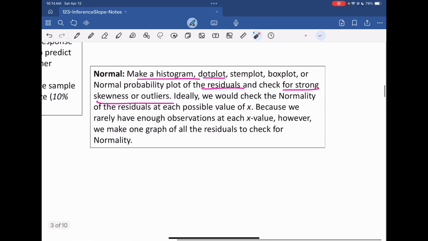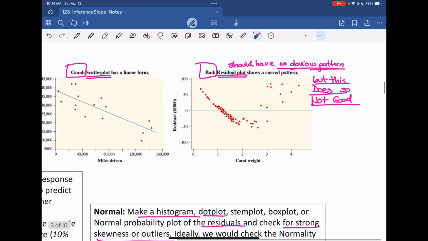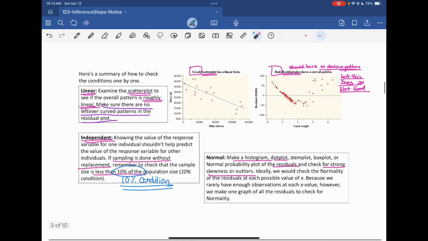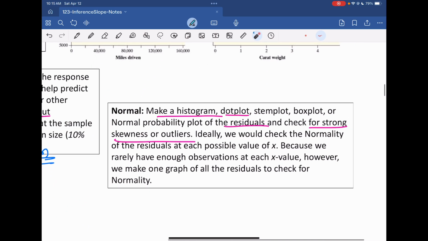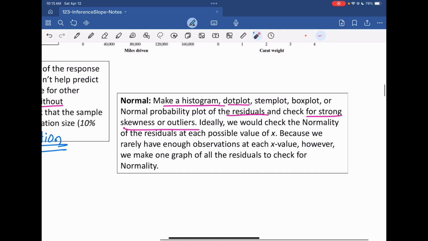Normal: you're going to make a histogram or a dot plot or a stem plot or a box plot of the residuals. Okay, and so looking at the residuals, I'll show you an example of that later. A lot of times they give you this, but if they don't, you can make a dot plot or a histogram or a stem plot or all those possible graphs for residuals. And what you're looking for is no strong skewness or any obvious outliers.